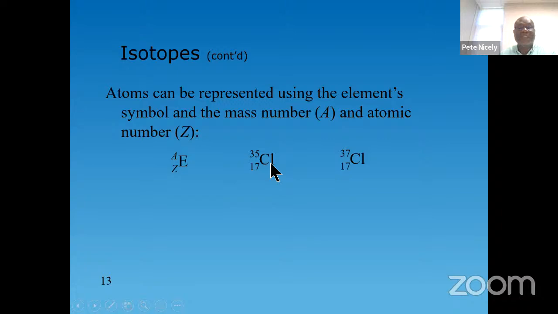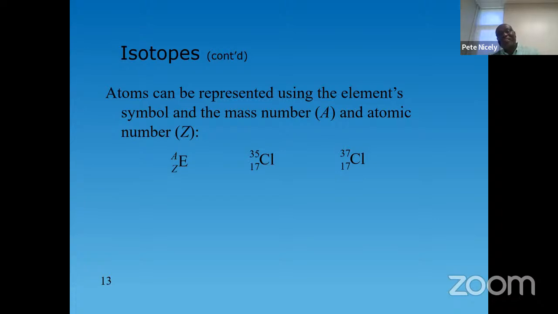So for example, in the case of this isotope of chlorine, the way it is written tells you that 35 would be the mass number and 17 would be the atomic number. Or in the case of this isotope of chlorine, the mass number is 37 and the atomic number is 17. So if you're given something like this, then you should be able to identify certain things about a particular isotope. You should be able to identify the atomic number.